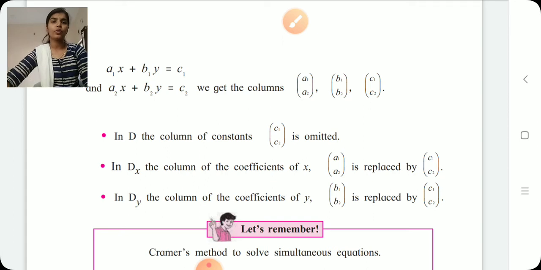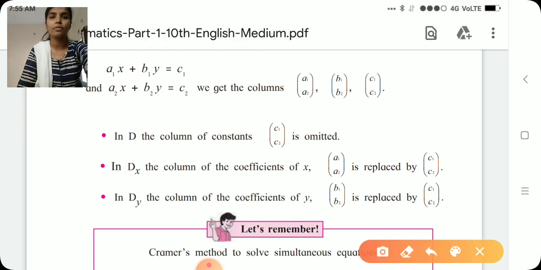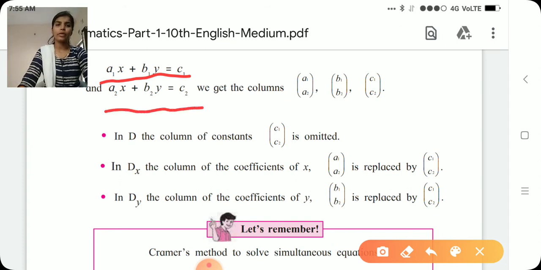So here we know the standard form of the linear equation is ax plus by is equal to c. Here we are considering two linear equations. The first one is a1x plus b1y is equal to c1, and the second one is a2x plus b2y is equal to c2. These two are linear equations in two variables.